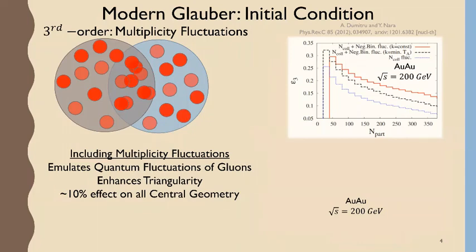The next order approximation is to include multiplicity fluctuations. This emulates quantum fluctuations of gluon densities of the different nucleons, and this allows the weight of each nucleon to fluctuate independently around 1.